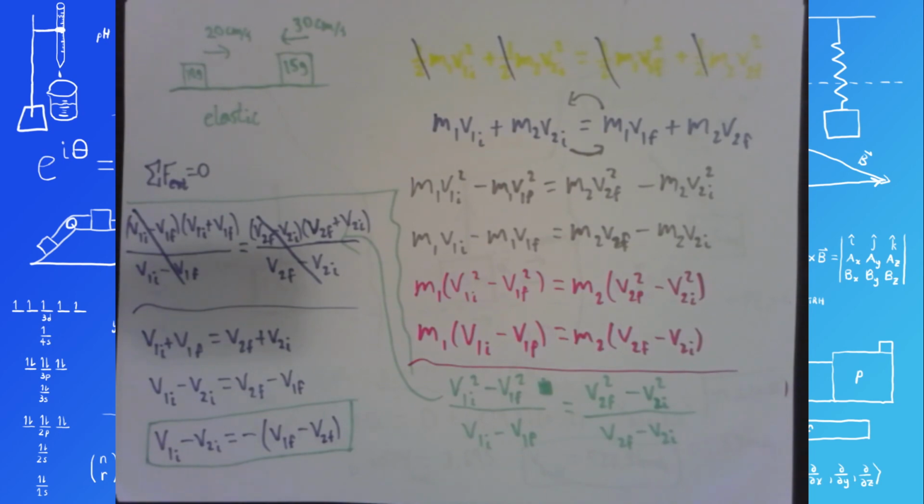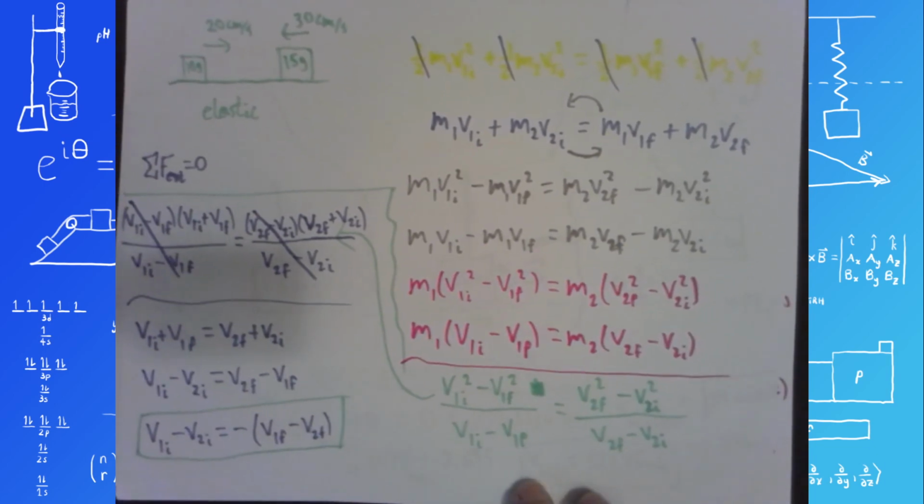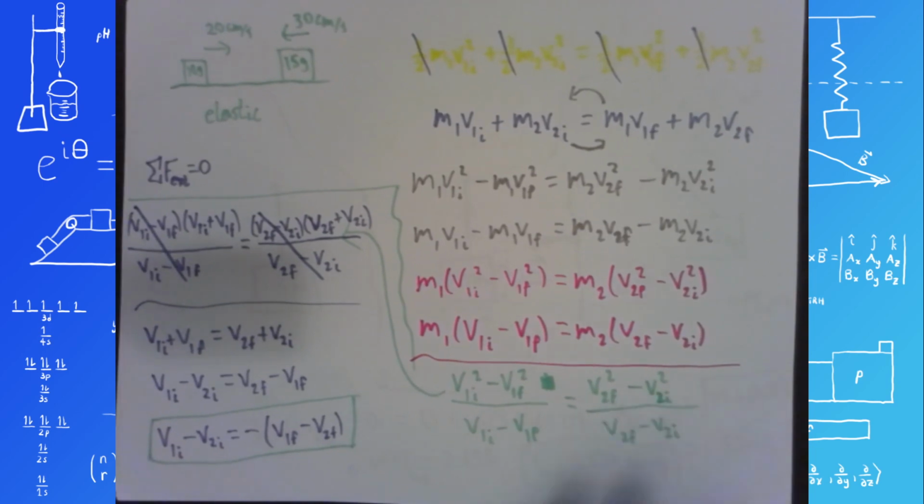But that's kind of hard to remember because, you know, you could easily screw up. Is it V1 first or is it V2 first? And is it initial first or is it final first? It's very easy to get mixed up here and forget the formula unless we can come up with some sort of meaning to it that's easier to remember. And there actually is a meaning to this result. It's relative velocity before and after collision.